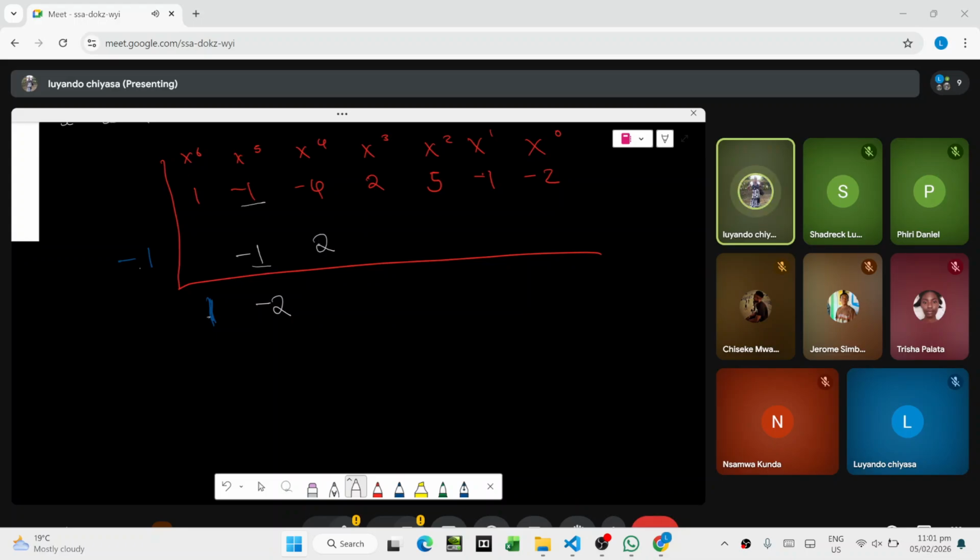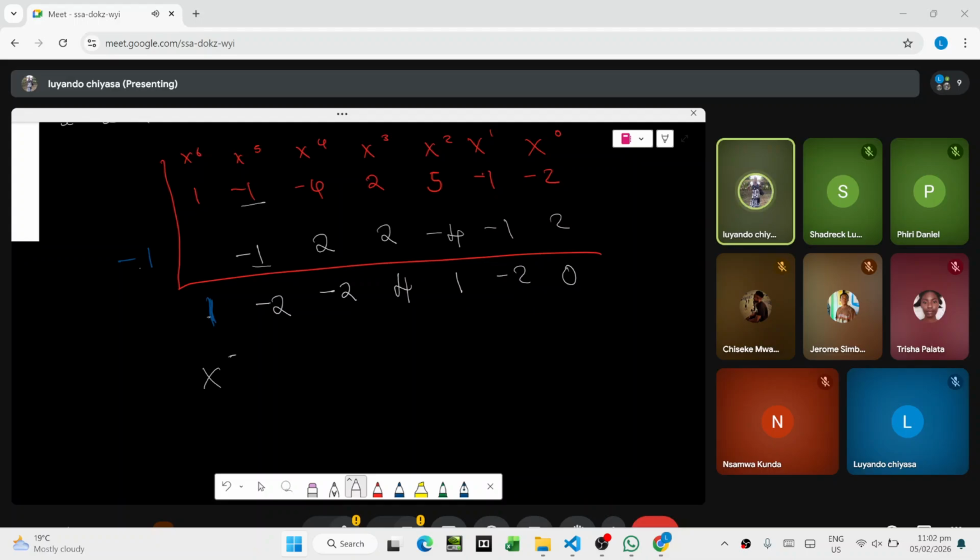2 plus negative 4, plus 2, you get negative 2. Negative 2 times negative 1, that is 2. 2 plus 2, that is 4. This times this, that is negative 4. You get 1, you get negative 1, you get negative 2, you get 2. You get 0 as your remainder.